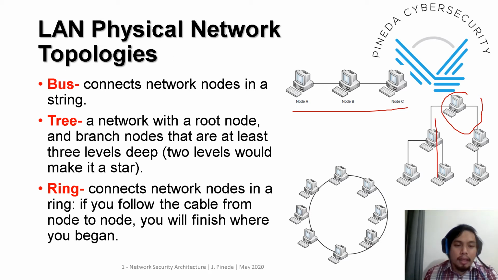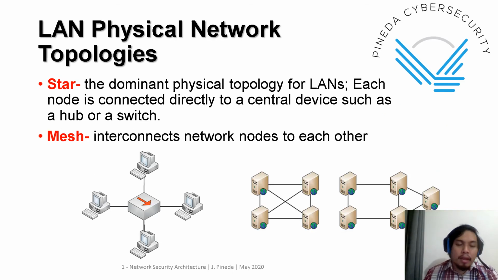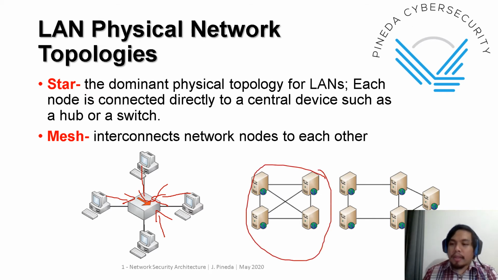And the ring connects network nodes in a ring. If you follow the cable from node to node, you will finish where you began. So this is the ring. And then star is the dominant physical topology for LANs. Each node is connected directly to a central device, like this, such as a hub or a switch. And then mesh interconnects network nodes to each other. So here is an example of mesh.